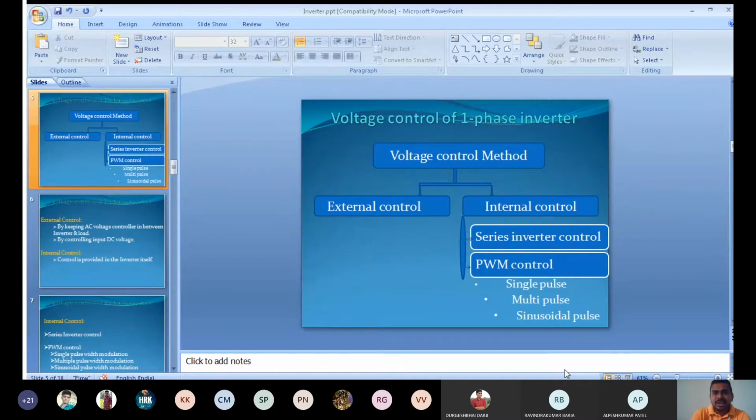So this is the voltage control method classification. There are mainly two methods, external control and internal control. Internal control is further classified into two, series inverter control and PWM control. PWM control is further classified into three categories: single pulse, multi-pulse and sinusoidal pulse.